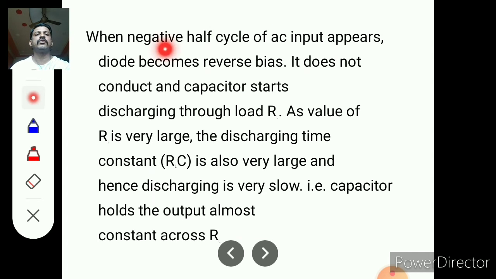When a negative half cycle of the AC input appears, the diode becomes reverse biased, it does not conduct, and the capacitor starts discharging through the load RL. As the value of R is very large, the discharging time constant RC is very large, and hence the discharging is very slow. That is, the capacitor holds the output almost constant across R.